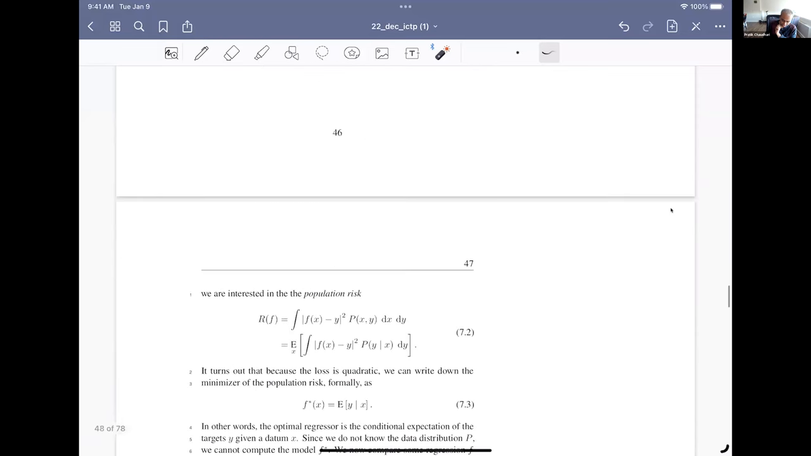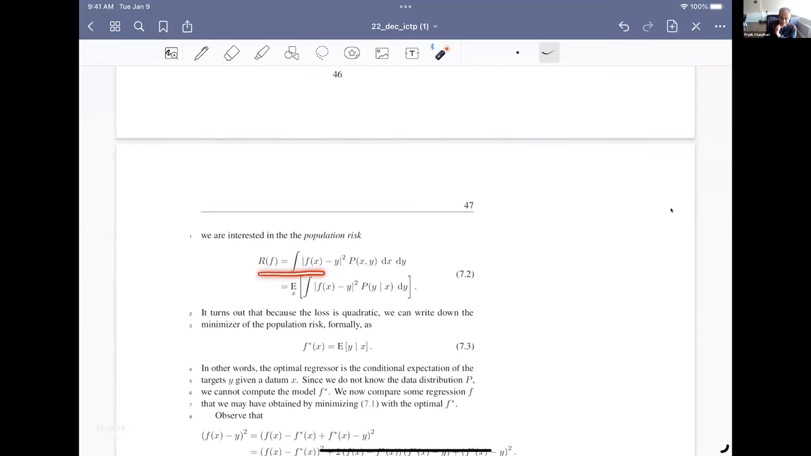What we do care about is the loss on the test set, which is: give me all possible x's and y's that are drawn from nature's distribution p. I will check how well my model predicts the true y coming from nature. If this number is large, then my model doesn't generalize very well. If this number is small, then I'm happy because I match nature's y pretty well. So this is the quantity that we would like to minimize.